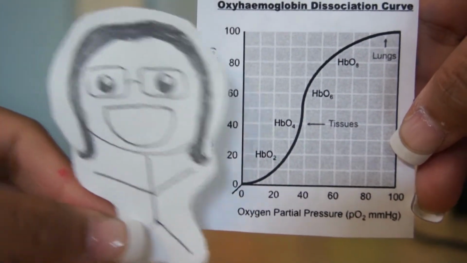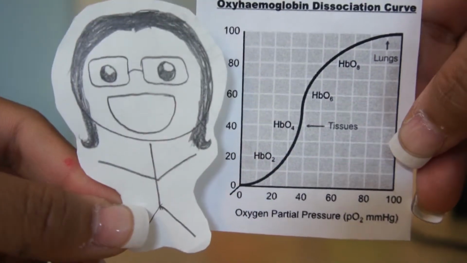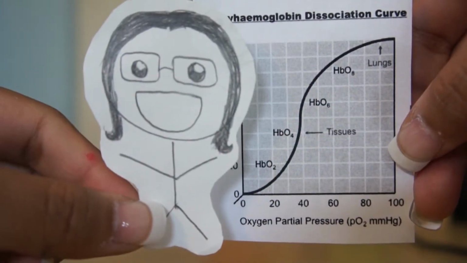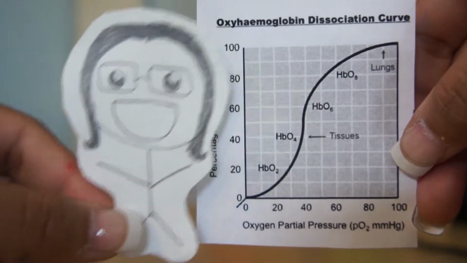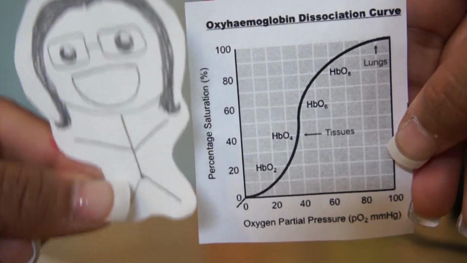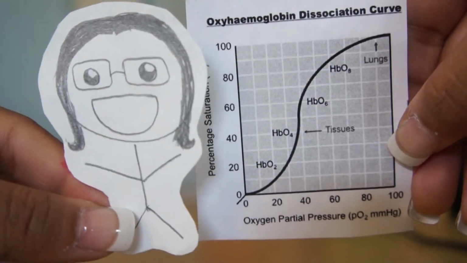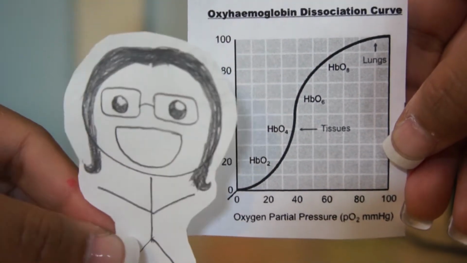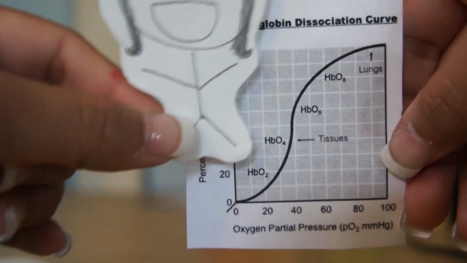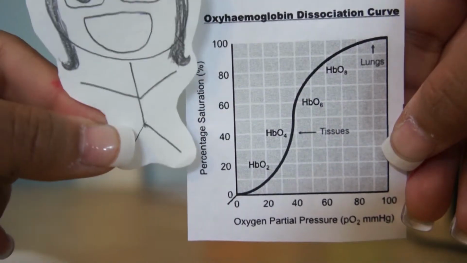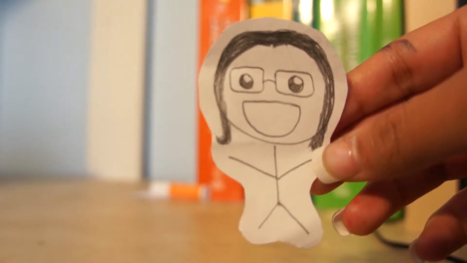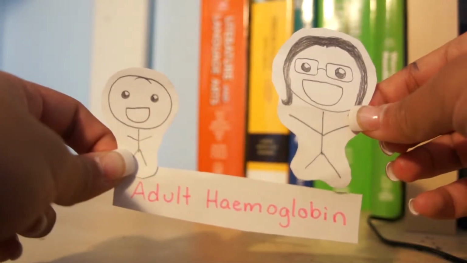At low O2 levels, around here, the percentage saturation will be very low, while at higher levels, the molecules will be very saturated. Because binding potential increases with each additional oxygen molecule, hemoglobin displays a sigmoidal, S-shaped dissociation curve. It keeps increasing until it reaches full saturation. So now we'll begin with adult hemoglobin.